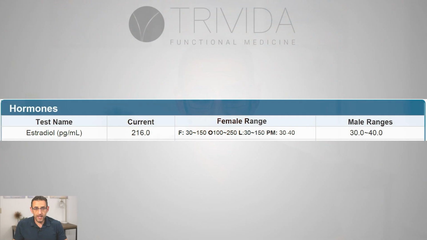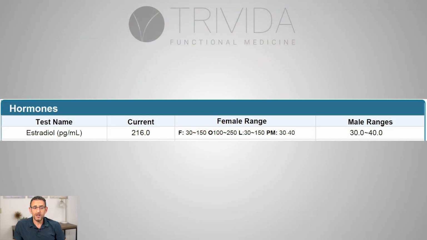So the first thing we're looking at on this page is estradiol, which is one of 3 different types of estrogen. If you go down the page a little bit, closer to the bottom, you're going to see estriol and estrone. Those are the other 2 types of estrogen. Estradiol is kind of your main estrogen, the main estrogen of men and women combined.